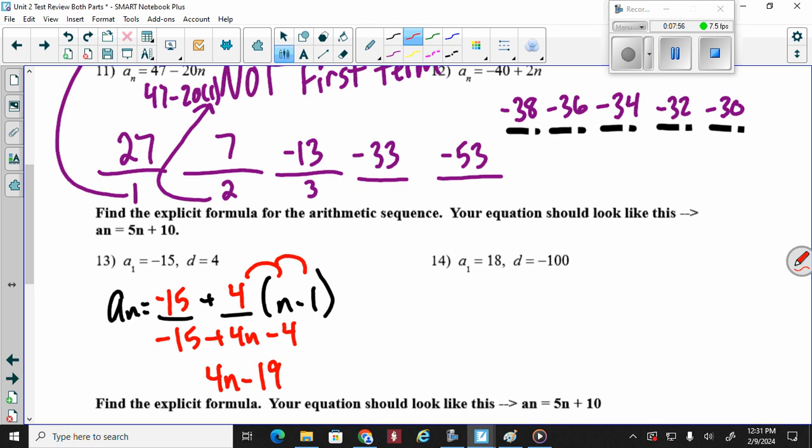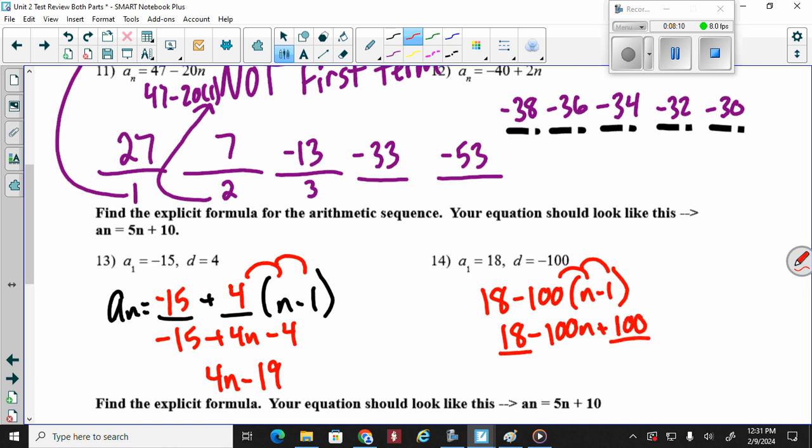All right? Same concept. 18 minus 100, parenthesis, n minus 1. Distribute, distribute. 18 minus 100n plus 100. All right, combine the first, combine the last. Negative 100n plus 118.